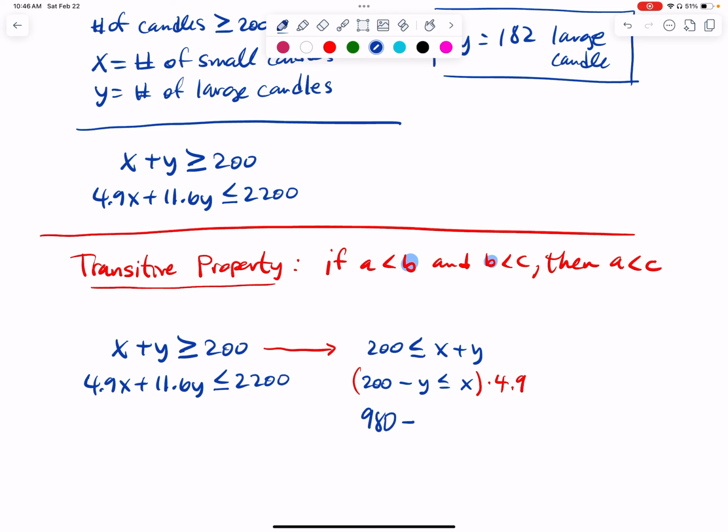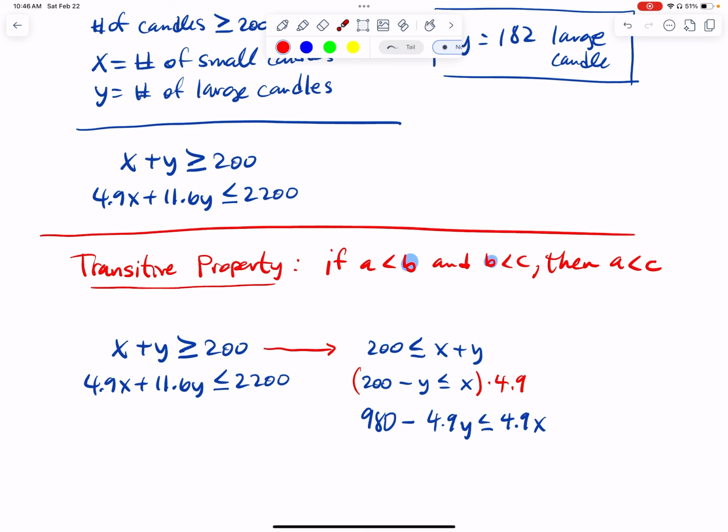Minus, now the y also needs to be multiplied by 4.9, is less than or equal to, of course, 4.9 x's. All right, we are part of the way there. The 4.9 x's match up with this 4.9 x's. Oh, but I'm missing my 11.6 y.